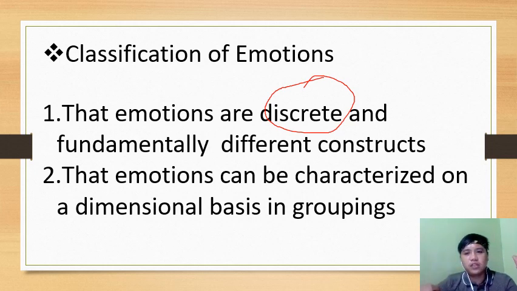So let's focus on the first example, which is pleasurable versus unpleasurable. Kung makikita natin, there is a range. Okay? Gaano ka pleasured, gaano ka unpleasured. So can emotions be grouped? The correct answer is yes. Are they discrete? Yes.